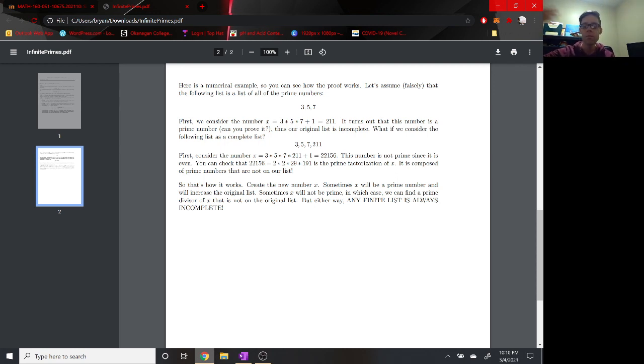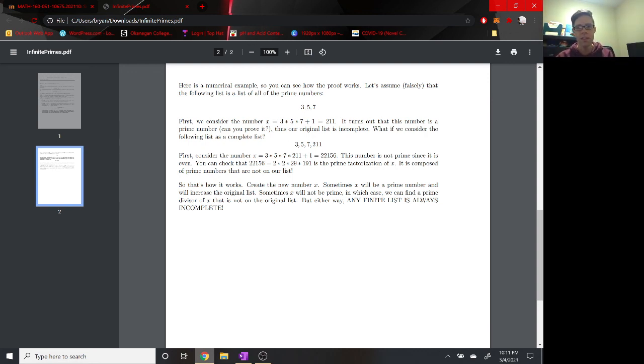So you can kind of keep repeating this procedure. None of the lists that we make are ever going to be complete because we can always either get a brand new prime number or a brand new composite number that's composed of prime numbers that actually aren't on the list that we have. So that's the idea of the proof. We just keep doing that, so we know that there's no end to this procedure, so there must be an infinite number of prime numbers.